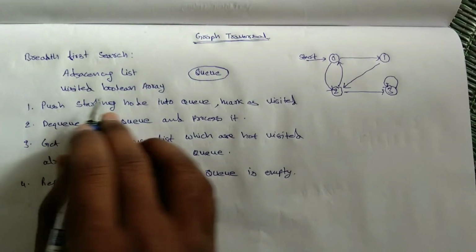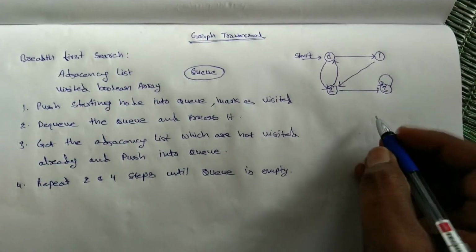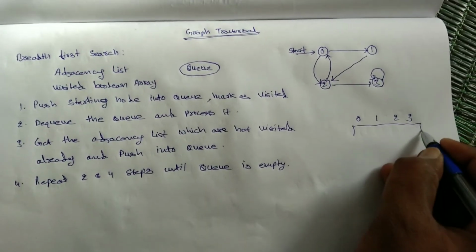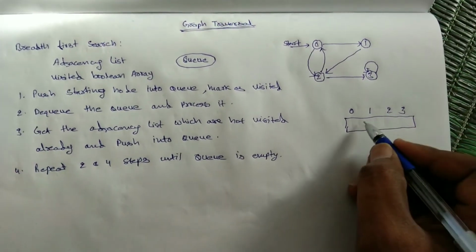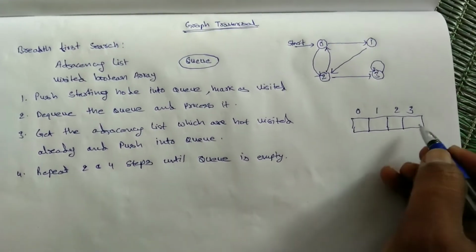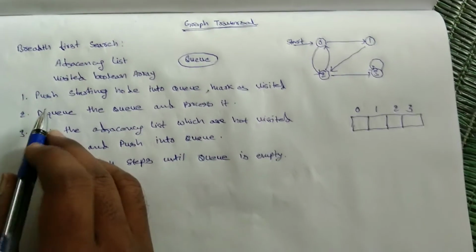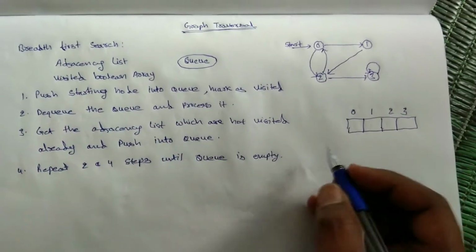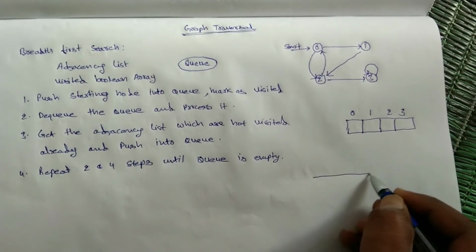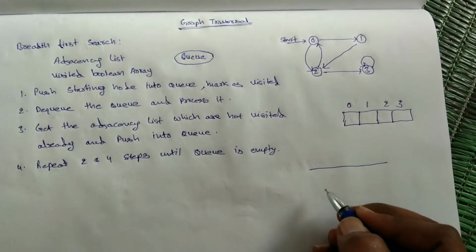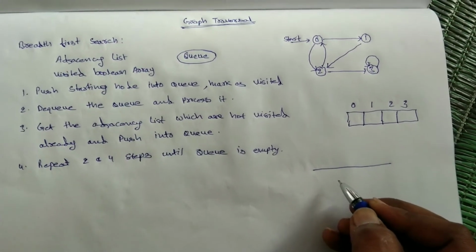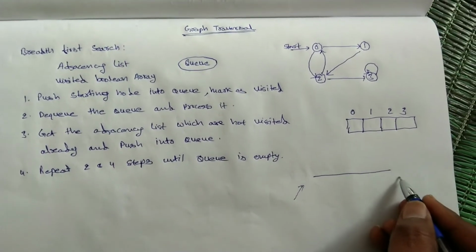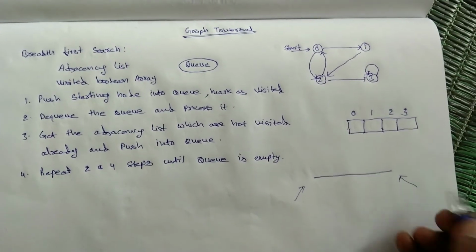So we will first have a visited boolean array for all nodes 0, 1, 2, 3. This is a boolean array. First all will be 0, so nothing is visited. First we need to push the starting node into the queue and mark it as visited. So let's say this is the queue. Everyone knows a queue is first in, first out. We will insert nodes at this end and we will dequeue nodes at this end.